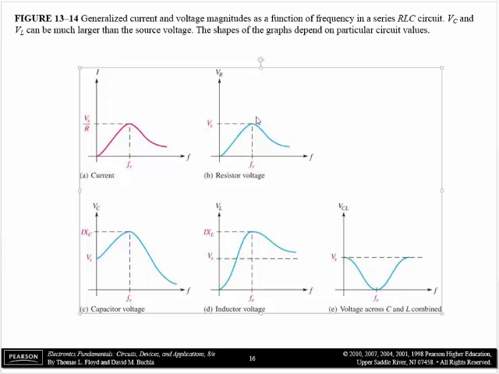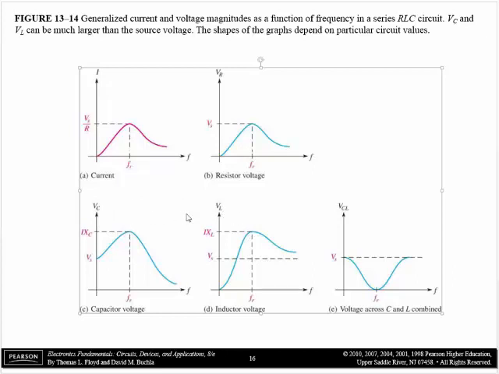Therefore, the resistor voltage will also be a maximum at the resonant frequency. The capacitor voltage will be a maximum as well at the resonant frequency, and so will the inductor voltage at the resonant frequency, but they will be opposite in sign. So one of these will be positive and one of these will be negative compared to each other.